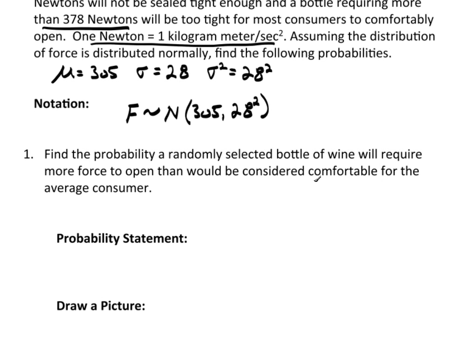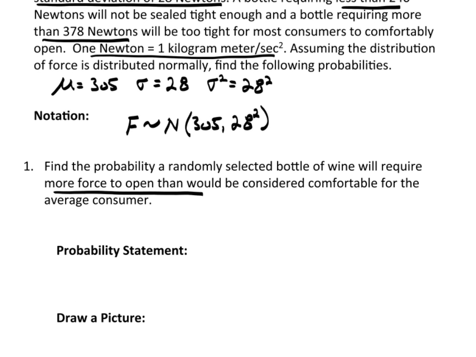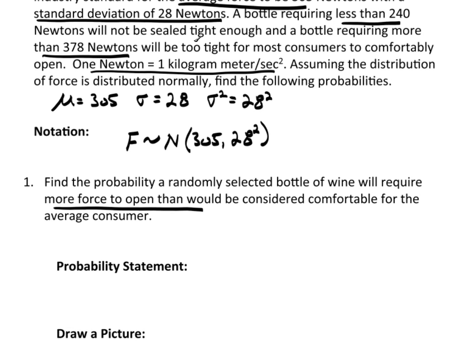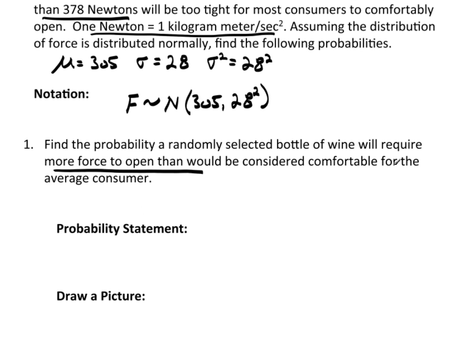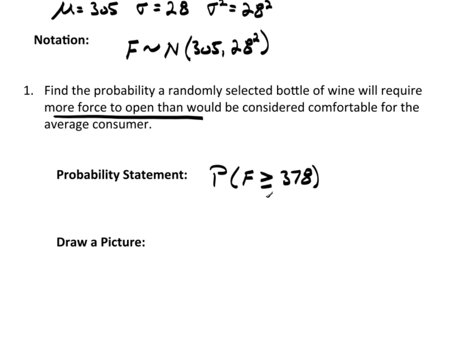So we want to find the probability a bottle of wine will require more force to open than would be considered comfortable. That is the 378. So let me go back up here. A bottle requiring less than 240 would not be sealed tight enough. A bottle requiring more than 378 will be too tight to be comfortable. So what this is saying, as a probability statement, is I want the probability that force is greater than or equal to 378.